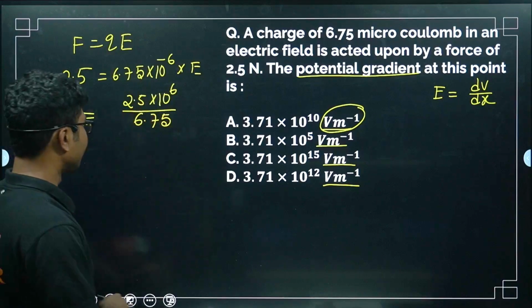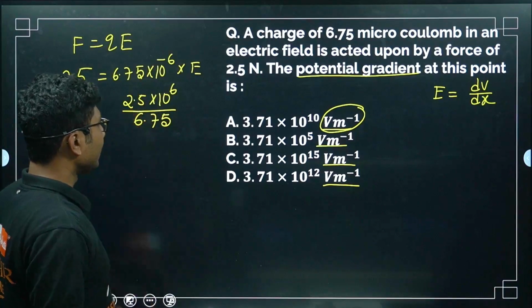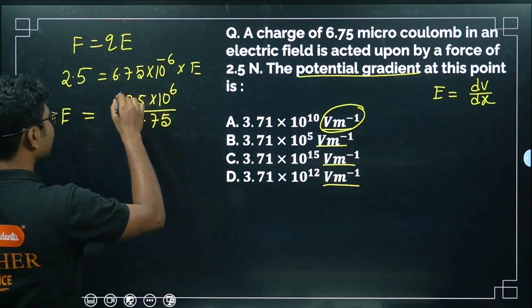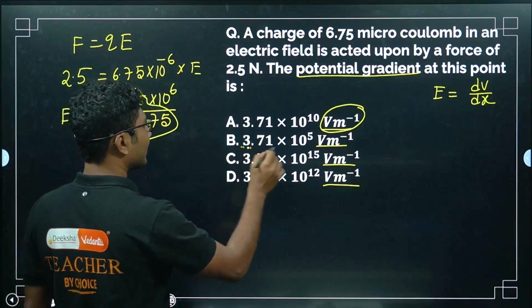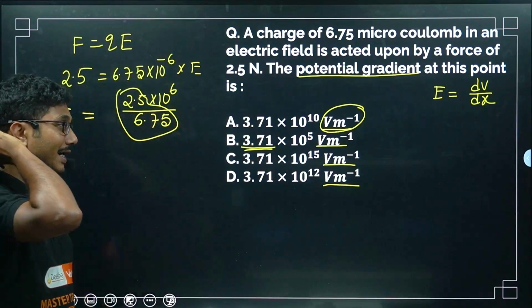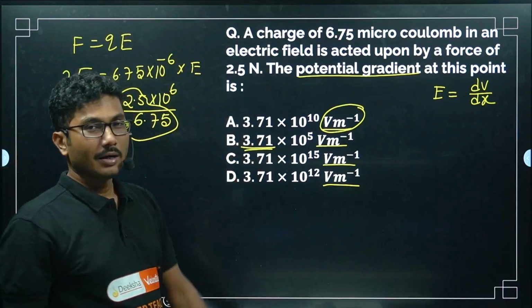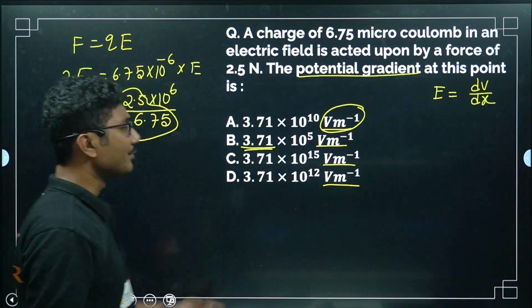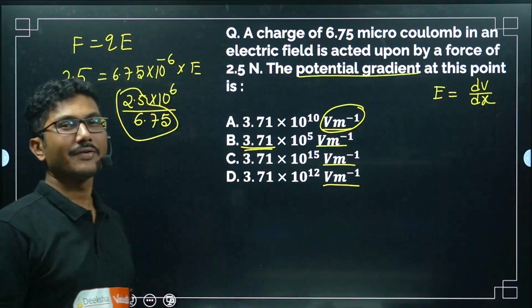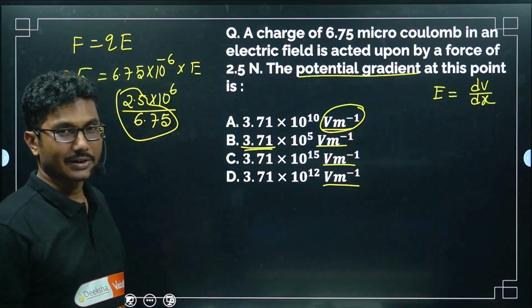Now, if you see all the terms, if you calculate this, you will get some decimal version of it, right? All the options have the same value. So you don't need to calculate anything else. You just need to check which one has the closest 10 to the power value. You don't need to do the calculation after this.